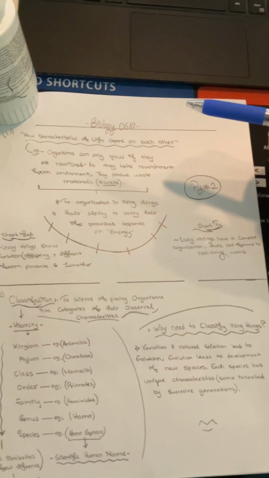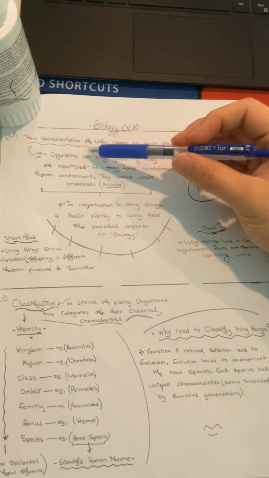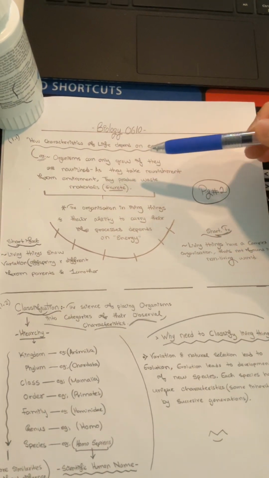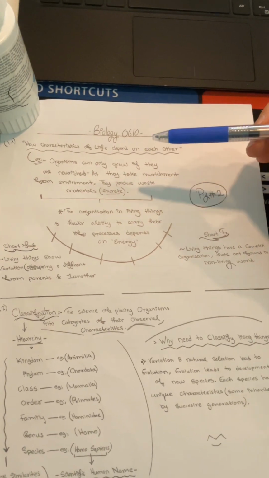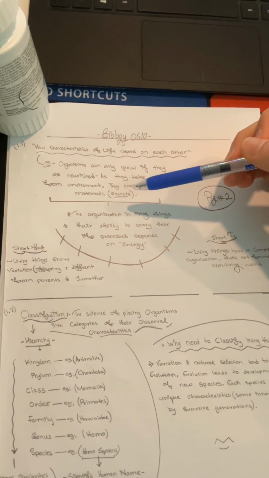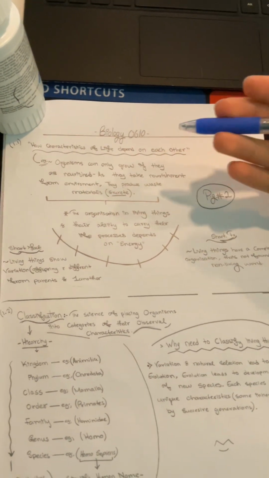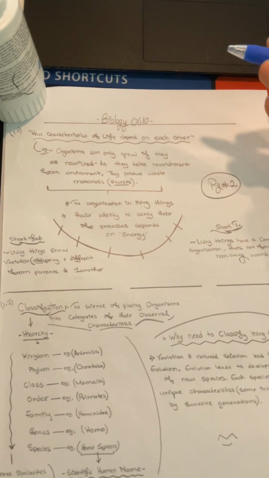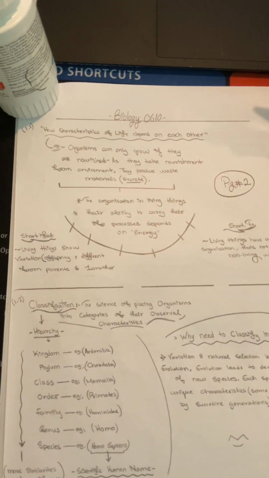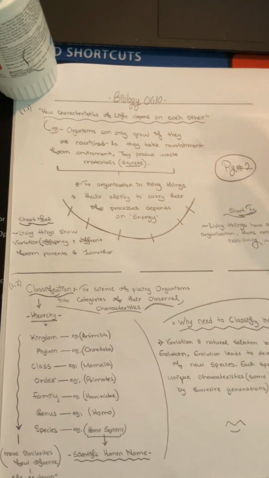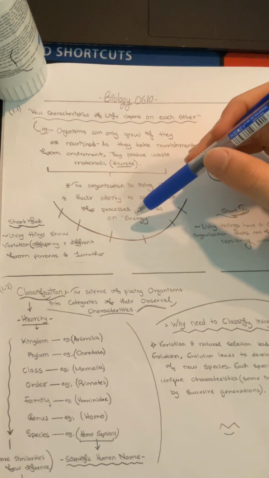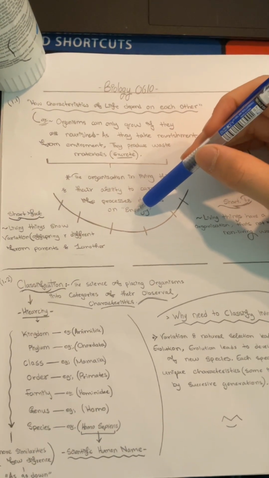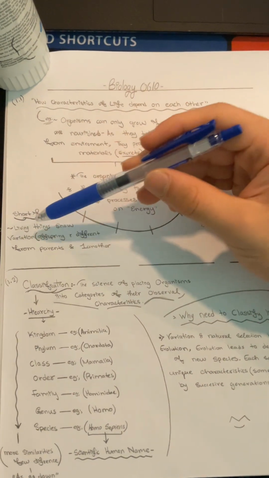Basically what I mean by this is that organisms can only grow if they are nourished, as they take nourishment from the environment and produce waste materials, or excrete. So for an organism to grow, it must be nourished. How are they nourished? By taking in nutrients from their environment, correct? The ability of living things to carry out their processes depends on the energy, overall intake, and expenditure.